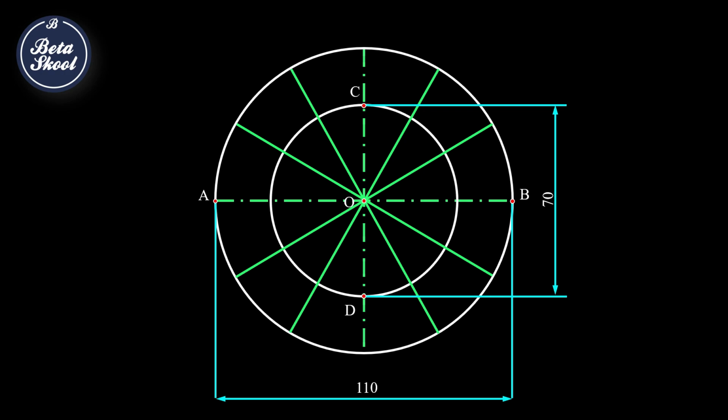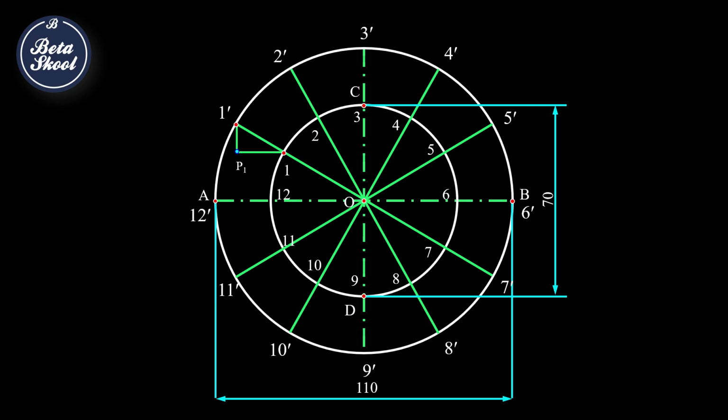On the larger circle, mark the points as 1', 2', 3', and so on. On the smaller circle, mark the points as 1, 2, 3, and so on. Draw a vertical line through point 1'. Extend it until it meets the horizontal line drawn through point 1. Their intersection gives point P1. This is a point on the ellipse.